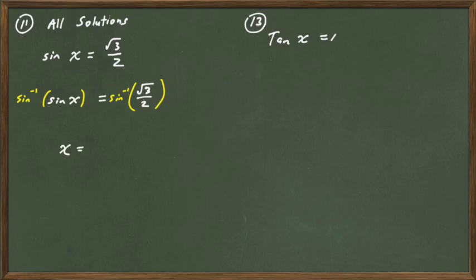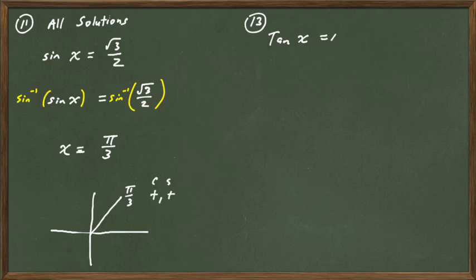I want the angle whose sine is radical 3 over 2. Pi over 3, because the sine of pi over 6 is 1/2, means the sine of pi over 3 has to be radical 3 over 2. Now don't forget that pi over 3 is in the first quadrant, and it is positive. All is positive in the first quadrant, but specifically the sine is.